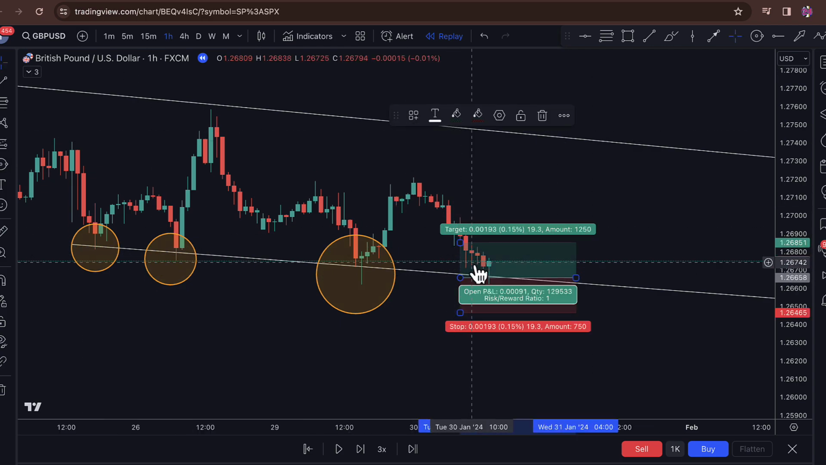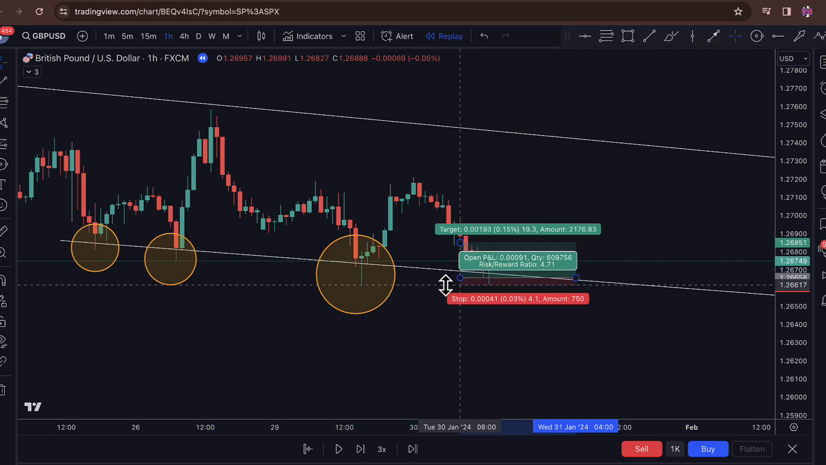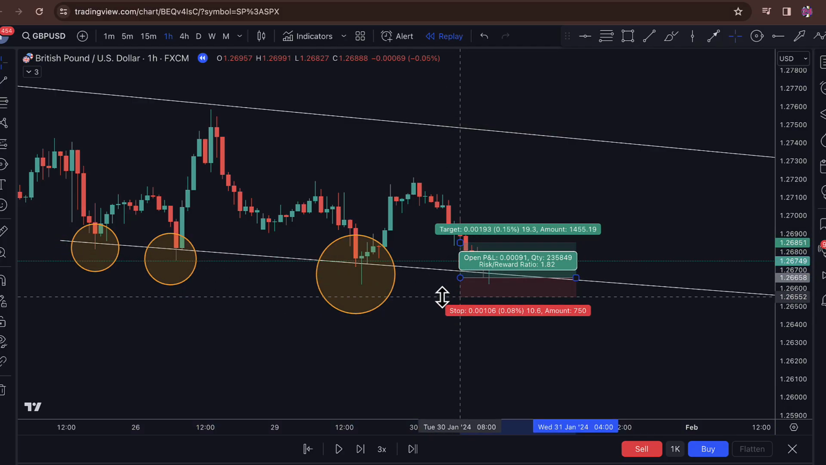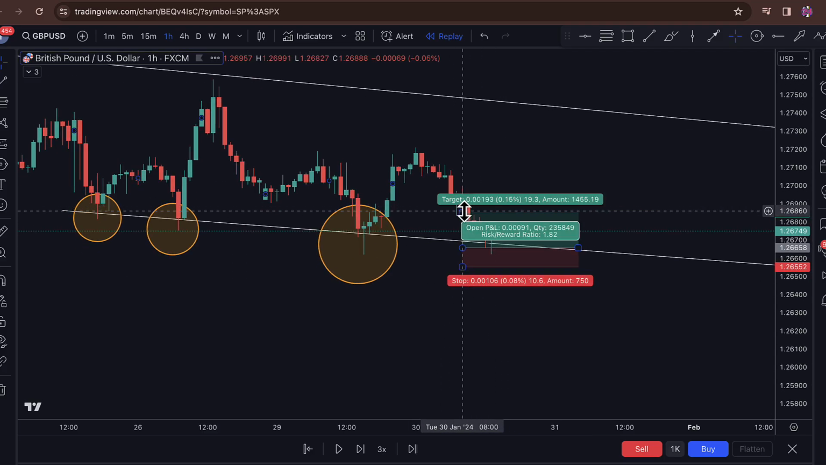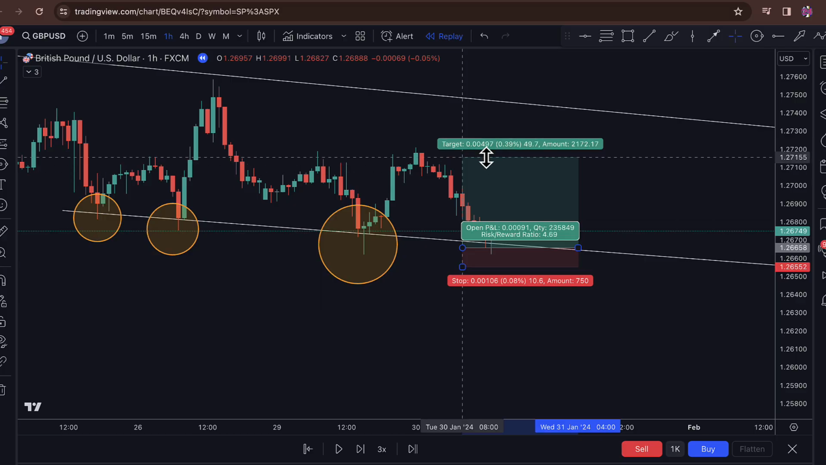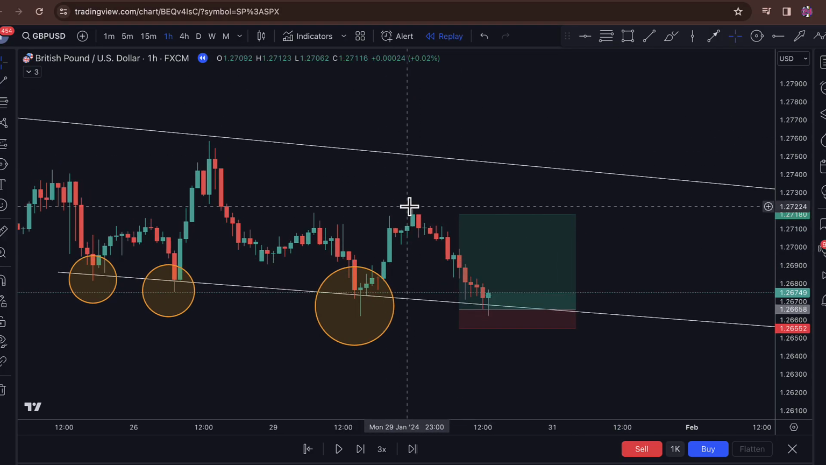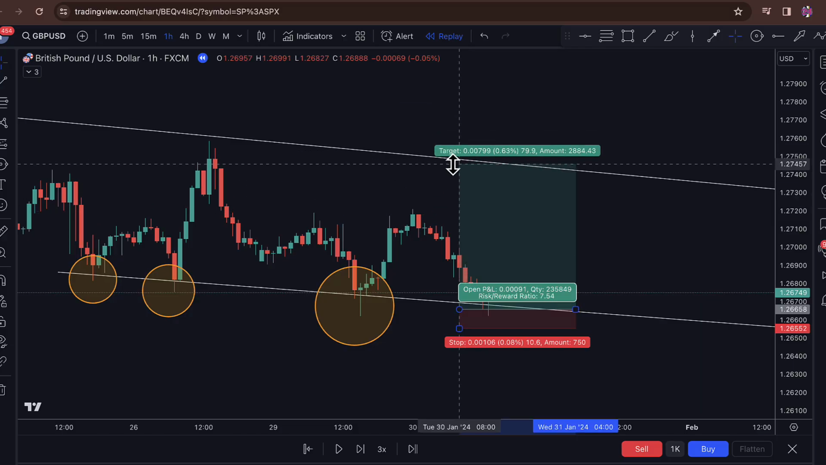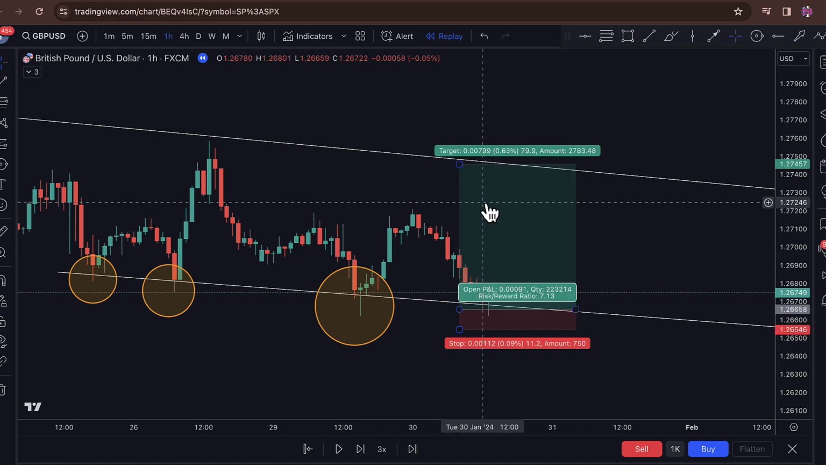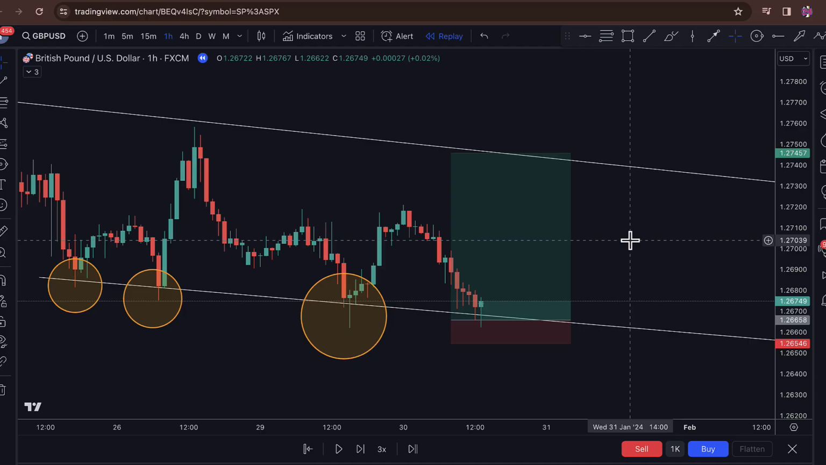So people would buy from here. The orders are going to be here and the stop loss is just going to be below the zone. This is what people will usually do. The TP is going to be here, or let's say the first TP is going to be on this zone here, and the next TP is going to extend to the top of the trend line. So let's see how this plays out.